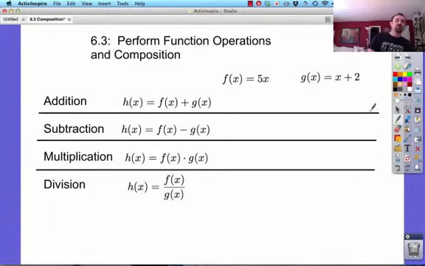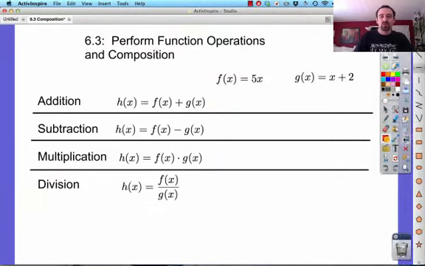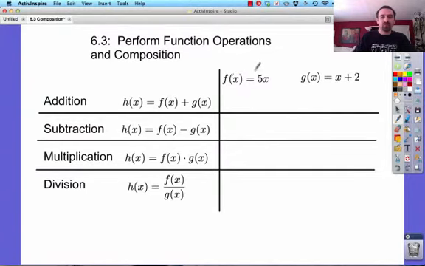So now we're looking at functions as the objects themselves. So for instance, instead of saying let's add a number to a number, let's add a function to another function. So the first example is I've got function f of x is 5x, function g of x is x plus 2, and I'm going to add these two together. Okay, so h of x is the sum of f of x plus g of x, and that simply means h of x will be 5x, which is f of x, plus x plus 2, which is g of x.